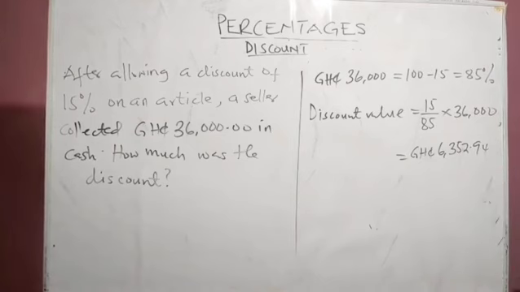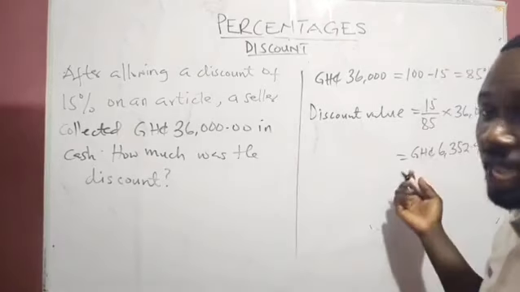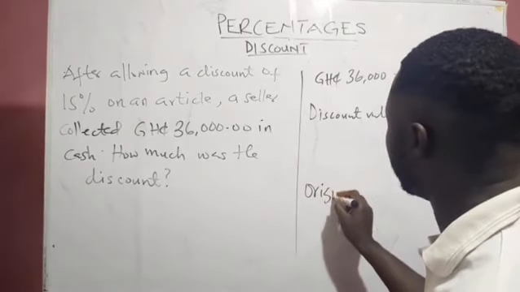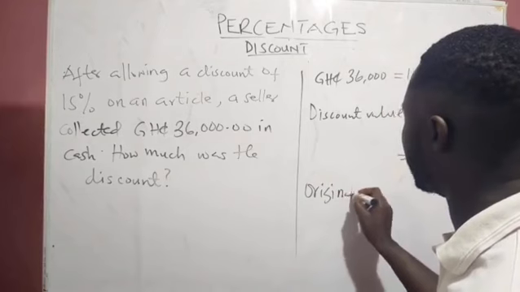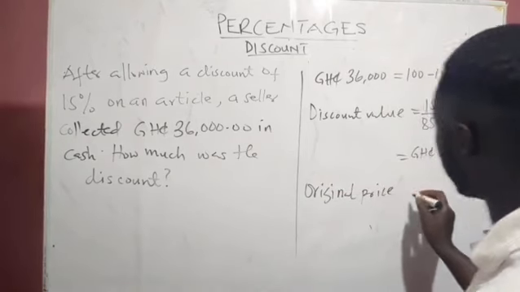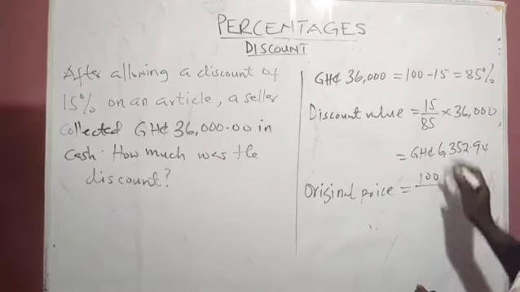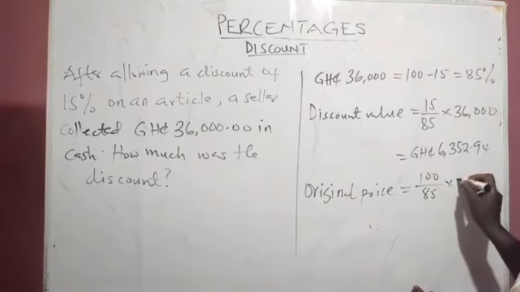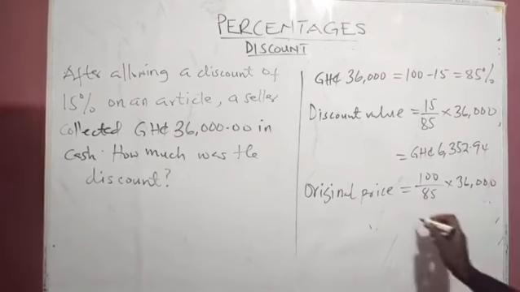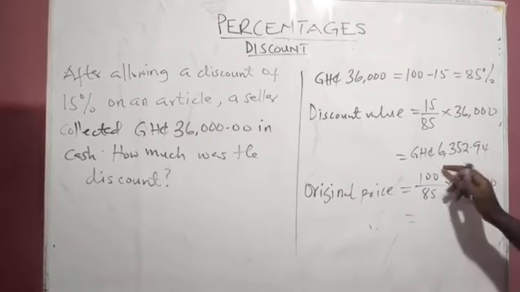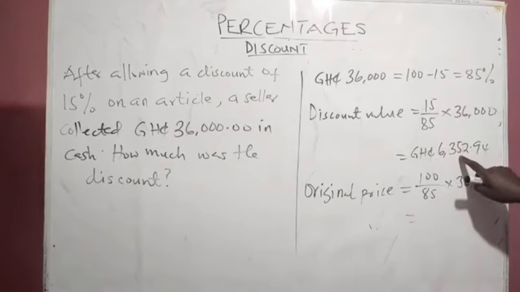Okay, so assuming that the question had asked you to find the original price, or the mark price, then what will be the original price? Original price is always 100. So 100 over 85 times 36,000. Or somebody can even decide to go by 100 over 15 times 6,352.94, and that is also correct.